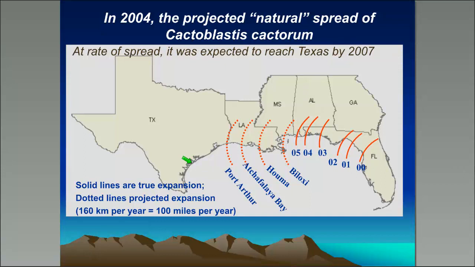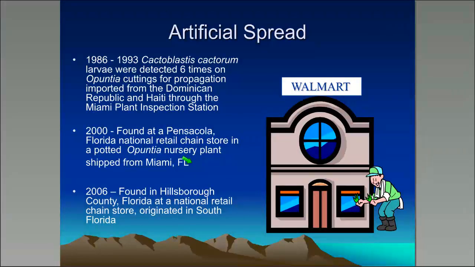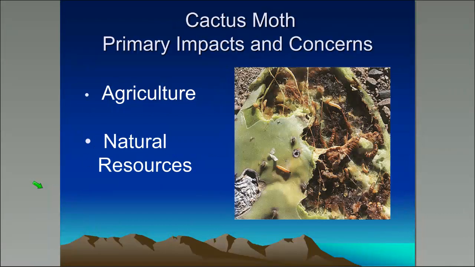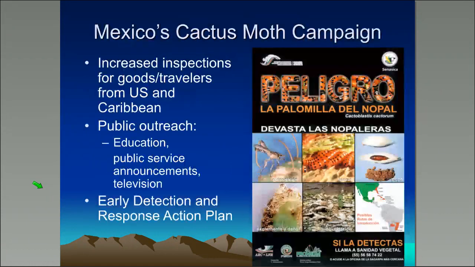So what should we do? What should we build our expectations around? And knowing that people themselves, through transportation, going on a vacation and bringing a cactus moth infected prickly pear pad, could happen. The retail business could be selling the cactus moth. And so we're going to have problems. We're going to have issues with agriculture and natural resources that we have, including the prickly pear.